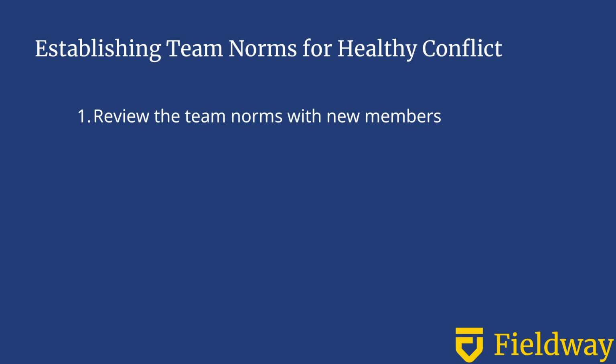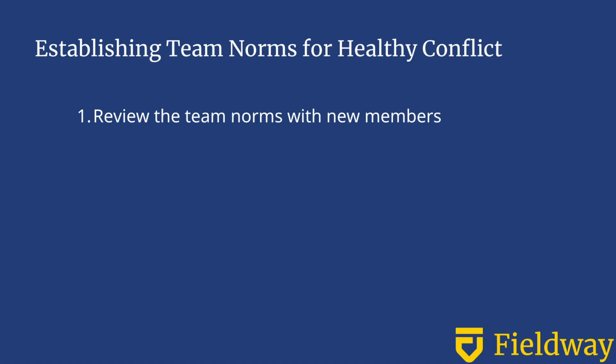This might include norms like, we disagree and commit. Once a decision is made after thorough discussion, everyone supports it regardless of their initial position. Questions before assertions. When disagreeing, we start by asking clarifying questions rather than making declarative statements. Critique ideas, not people. Focus feedback on concepts and approaches rather than personal characteristics. And address conflicts directly. Speak directly with the person you have a conflict with rather than discussing it with others first.